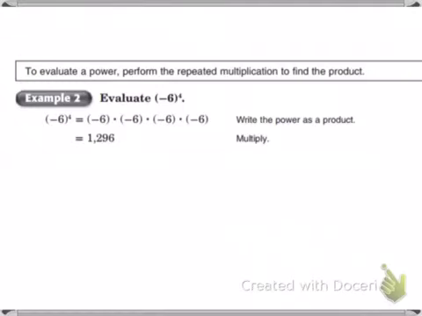Alright, let's look at the next part. The next part is to evaluate exponents. So to evaluate a power, perform the repeated multiplication to find the product. So basically, I'm going to take my base and write it however many times my exponent tells me. Then I'm going to multiply those and get my answer. So for instance, negative 6 to the 4th. Notice they wrote negative 6, 1, 2, 3, 4 times. When they multiplied negative 6 4 times, they got 1,296 for their answer.